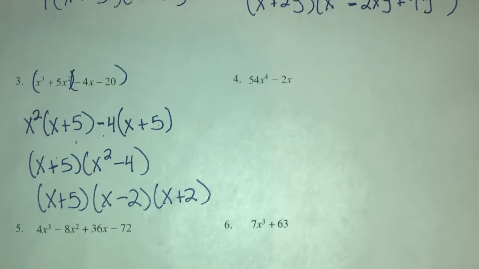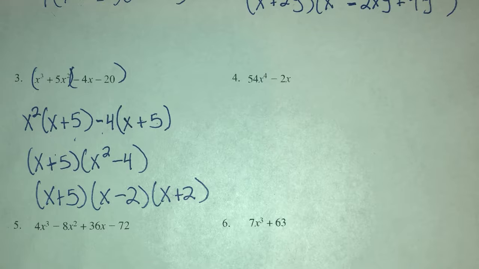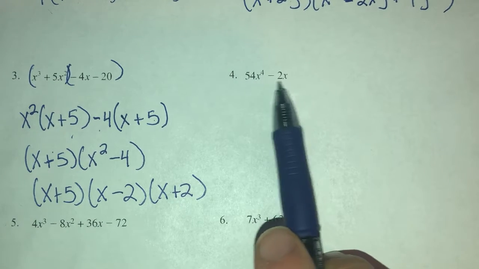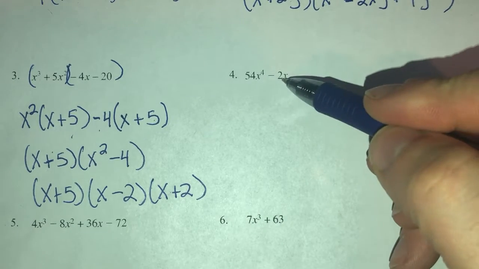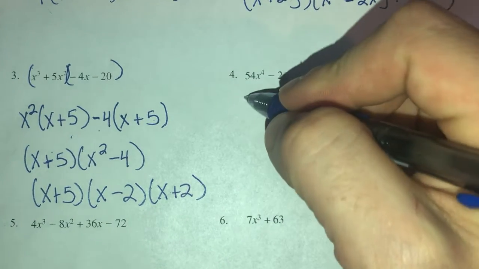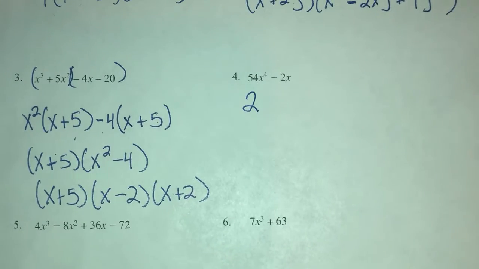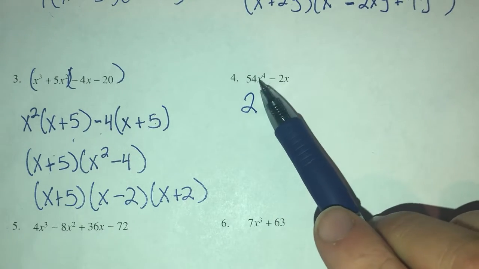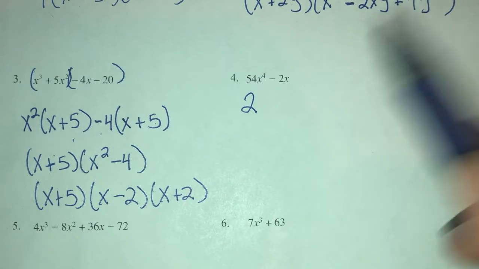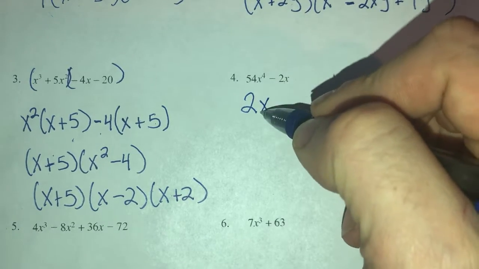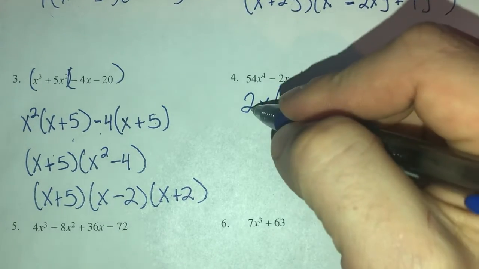All right, so now I'm going to move on to number 4 here. Number 4 was a very difficult one, but again, what's the thing I said to look for first? It's the GCF. So let's look. Do they have a number in common? Yes, 2 goes into negative 2, 2 goes into 54. Let's take out a 2. Do they have an x in common? Yes, x to the 4th and an x. They have at least one x in common. So let's go and take those out.